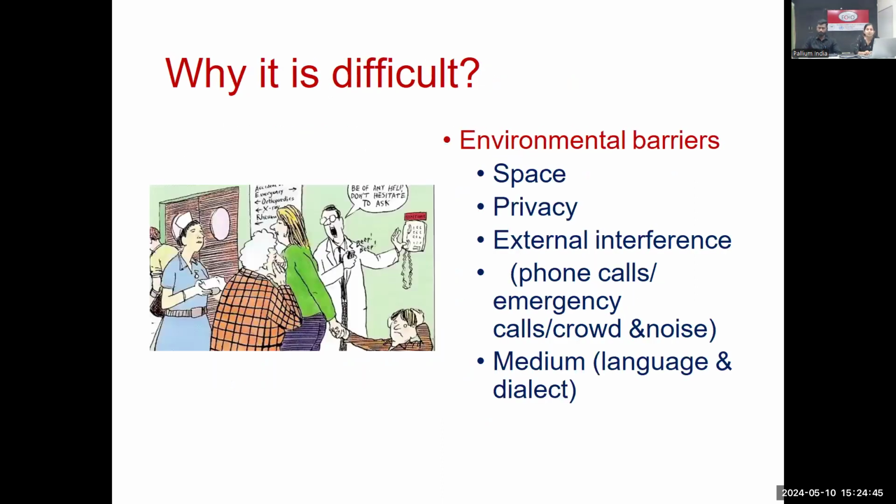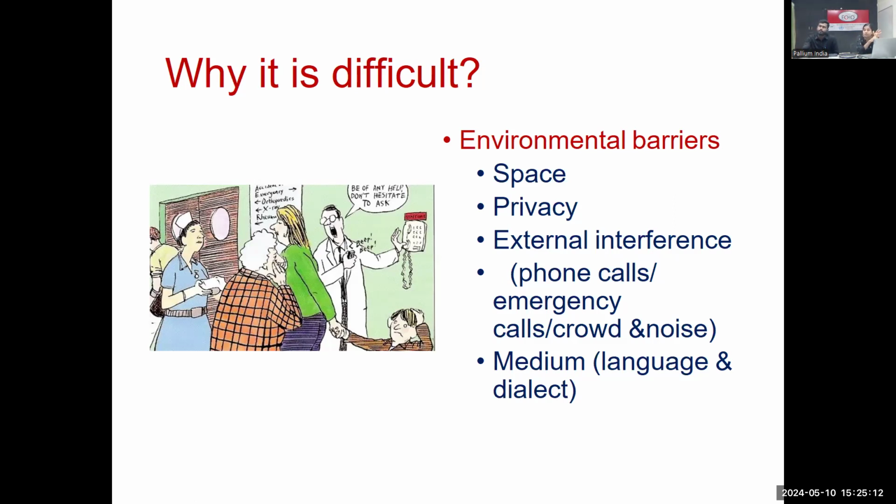So, why is this communication difficult? Why is breaking bad news difficult for us? First, I think somebody already commented in the chat box: we need space, we need privacy. We should give some privacy, talk to the patient and relatives about the disease and ask if they can afford admission or treatment. Thank you so much.